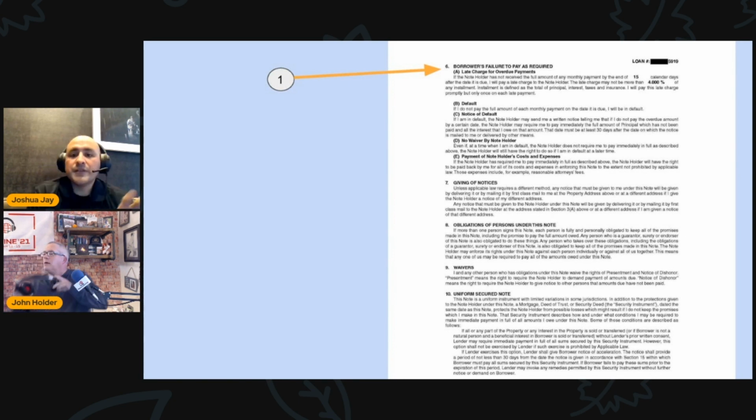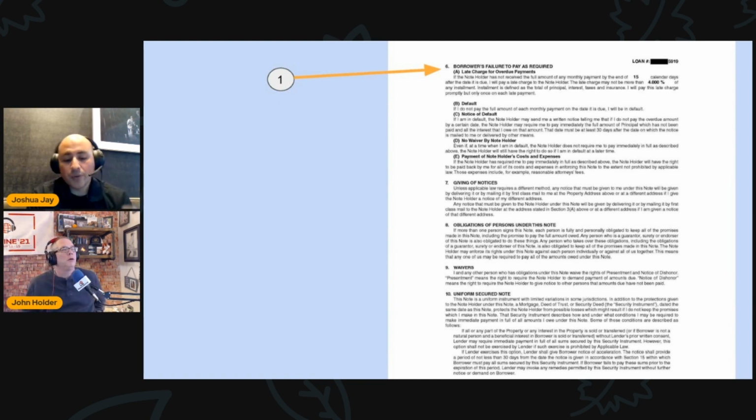On the next page, this is the borrower's failure to pay as required. This is where I point out that late period that we talked about on the closing disclosure. 15-day grace period, all right? 4% interest applied to the overdue amount, and I show it to them in bold. And then for the rest of it, I let them know, hey, everything else is covered. The paragraphs are summarized with the bold title. After you're done reviewing, go ahead and flip it on over.